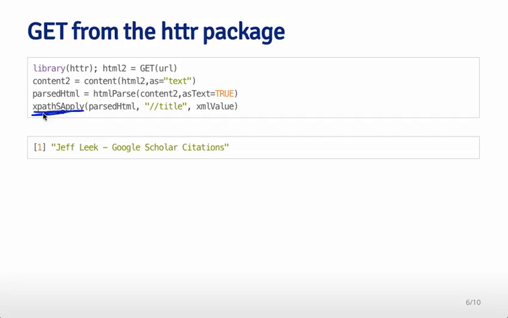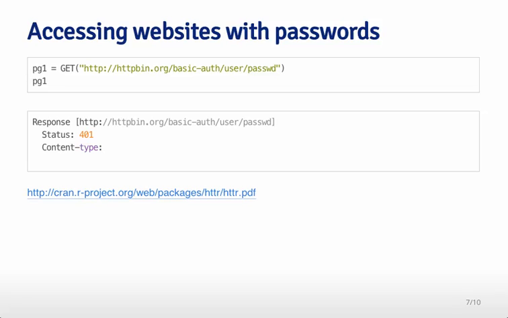And so then I can use xpathSApply to extract out the title again of the page like I did before. So that's how you can use GET just to do the exact same sort of exercise that you would have done with the XML package. In some other cases, you might have to do something a little bit more complicated.